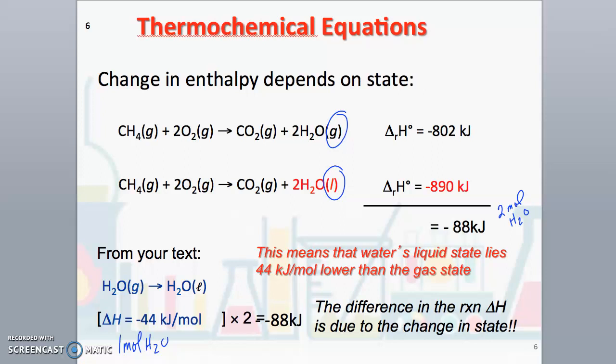Just something to point out, as good a time as any, is this enthalpy, or the delta H, really depends on the states. This is really important. So it's important to write your states and just be aware of the states. And a good example here is this reaction that looks pretty similar, but notice one of them produces water in the gas form and the other one's in the liquid form, and these have different delta H values. So be aware of that.